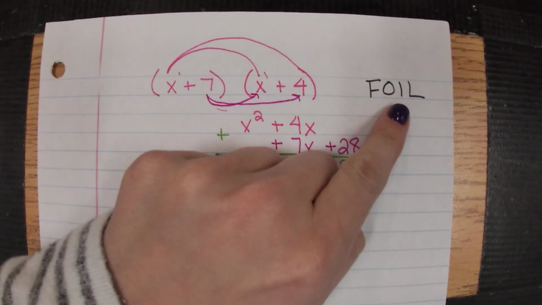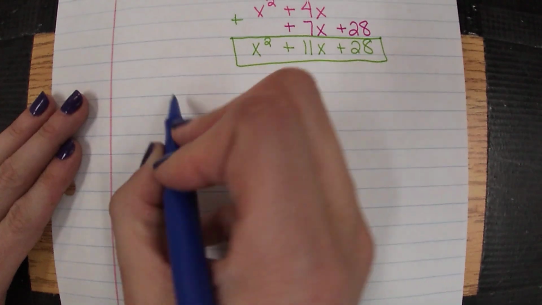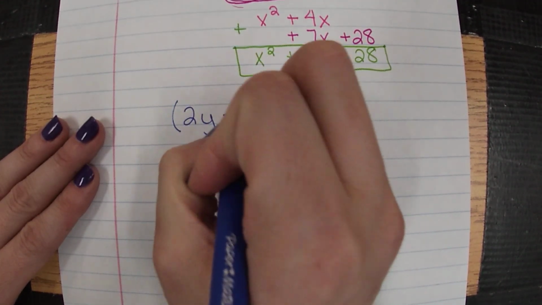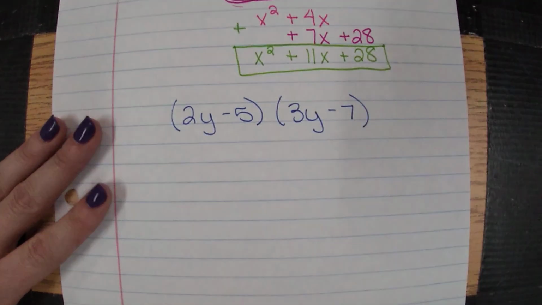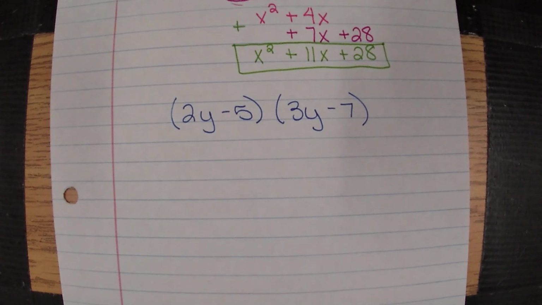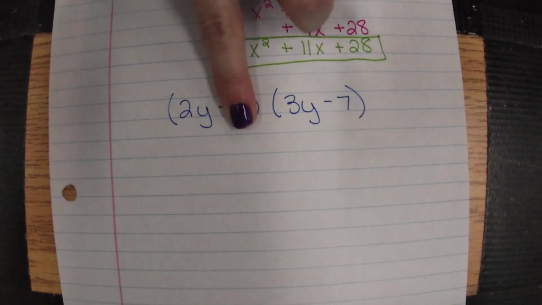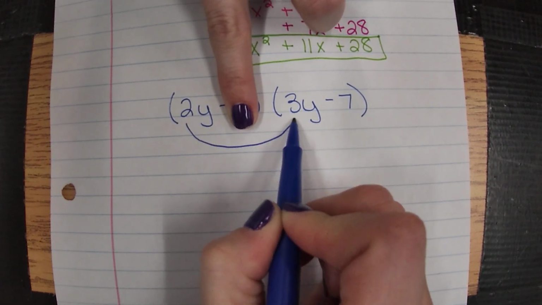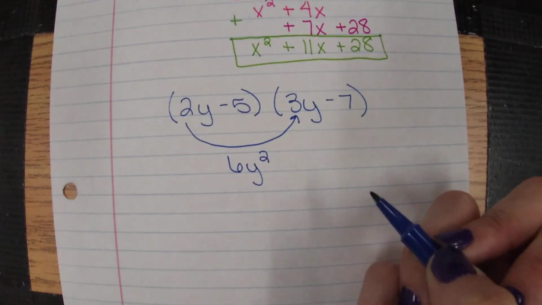Okay, the problem is that FOIL doesn't work all the time. Thinking about distributing always works. Okay, so let's look at this next one. Let's say we have 2y minus 5 times 3y minus 7. So again, we have a binomial times a binomial. So we're going to think about distributing just in two different chunks, right? So I'm going to ignore this right here and start distributing my 2y. So 2y times 3y gives me a 6y squared.